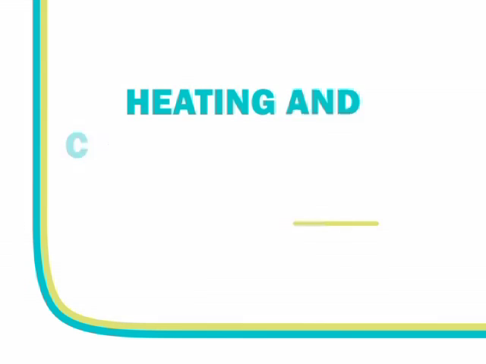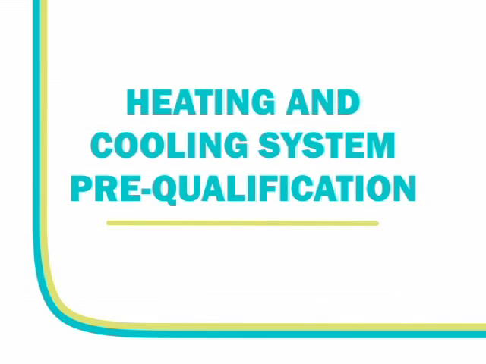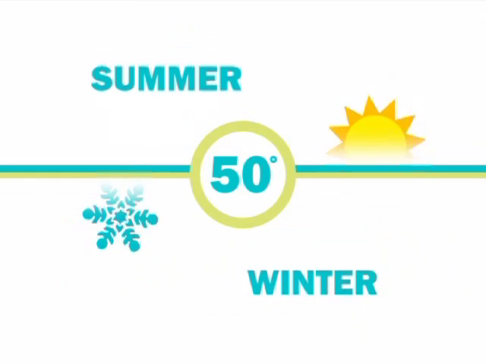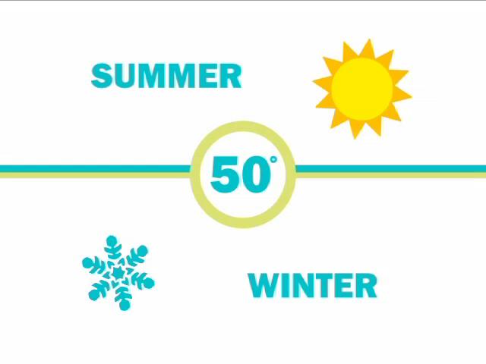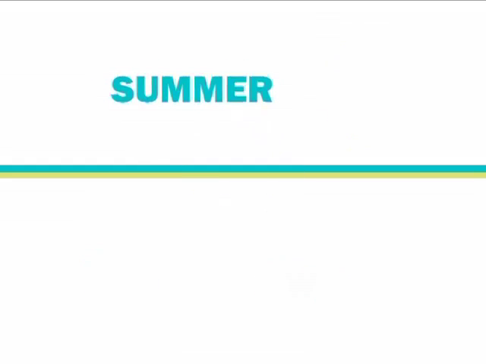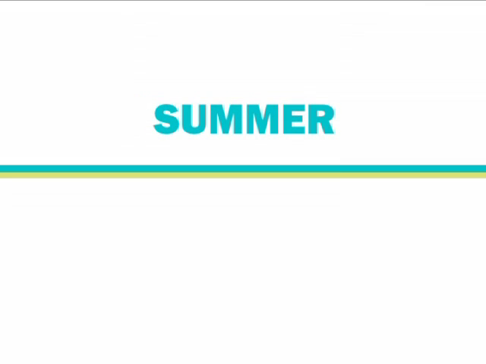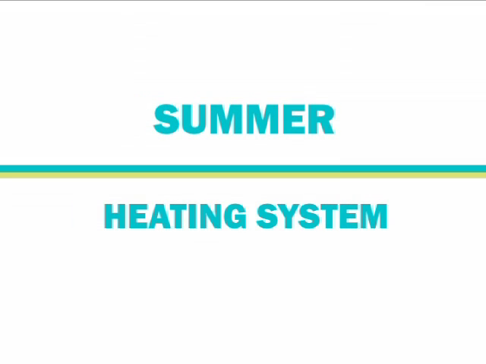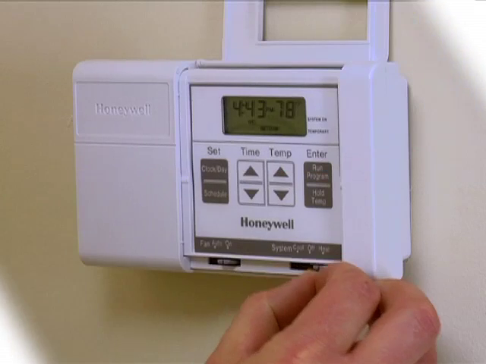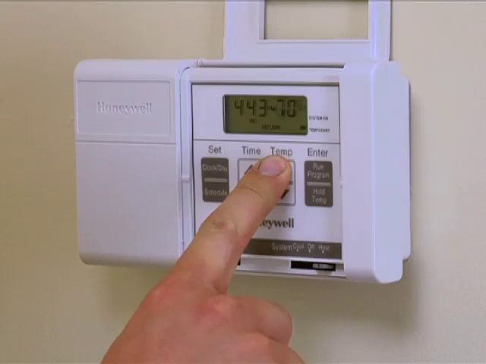The procedures for pre-qualifying the heating and cooling systems are different depending upon the season. You will use the summer pre-qualification steps if the outdoor temperature is above 50 degrees. Let's take a look at the summer pre-qualification steps first. During the summer season, you will need to pre-qualify the heating system first. Set the thermostat to call for heat by setting the thermostat to 80 degrees.